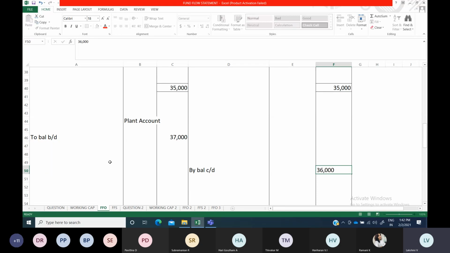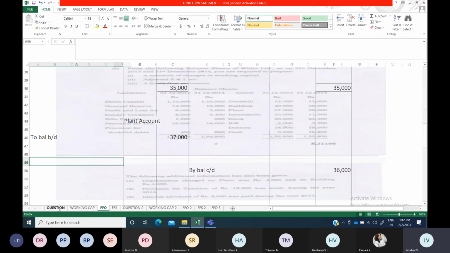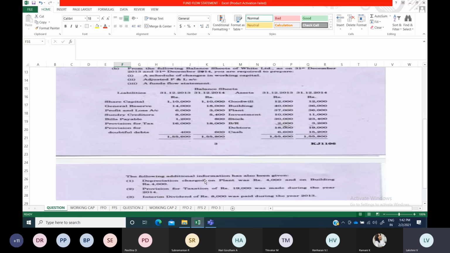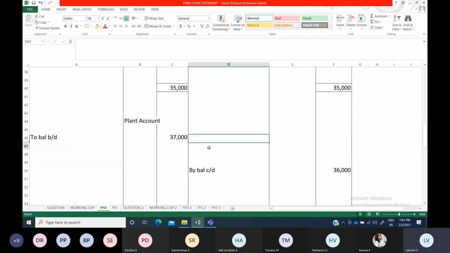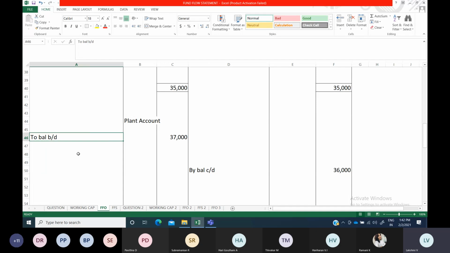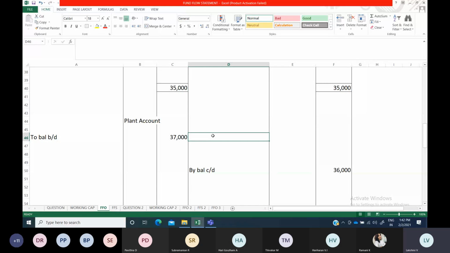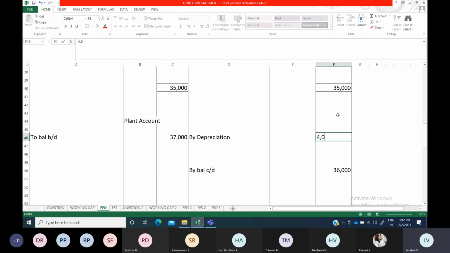Okay, after this, just go to the question. This depreciation is there, no? Depreciation charged on plant was rupees 4,000. So this amount you have to enter on the credit side of your plant account. Whenever you are starting your business, that opening balance will appear on the debit side and closing balance on the credit side. Apart from that, if you are going to provide depreciation, that will also appear on the credit side. Depreciation, okay, 4,000 amount just mention here.